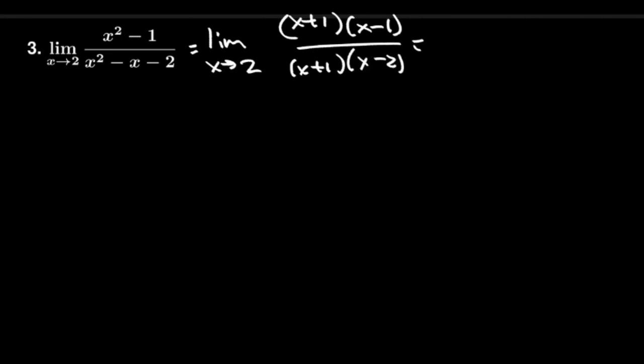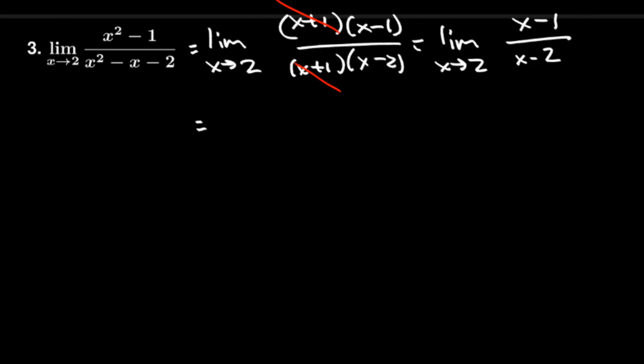Let's try substituting. Actually, we see this divides out, so we have fewer things to deal with when we directly substitute. 1 plus 1 is 2. 1 minus 2 is negative 1. So you get 0 over negative 1. Okay, so let's look at what happens then. So hey, look, direct substitution worked here.